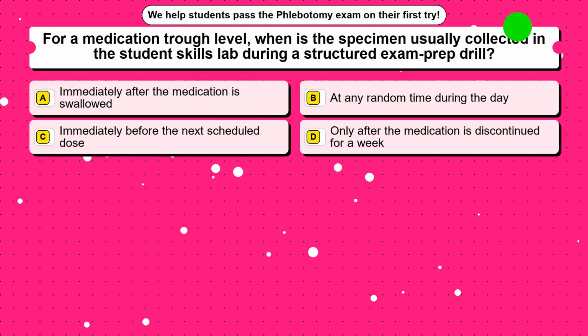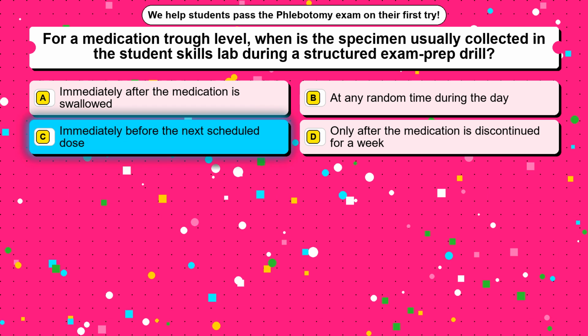Question 37. For a medication trough level, when is the specimen usually collected in the student skills lab during a structured exam prep drill? Option A. Immediately after the medication is swallowed. Option B. At any random time during the day. Option C. Immediately before the next scheduled dose. Option D. Only after the medication is discontinued for a week.